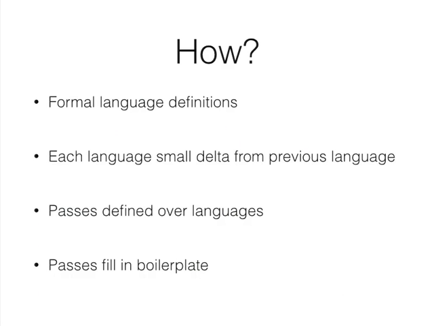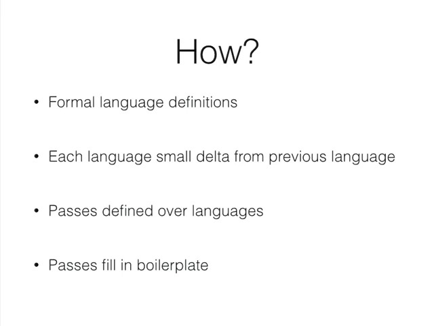Well, we had a little language for ourselves that gave us a way to define new languages, a way to create new languages from old languages by defining a small delta on that language. And then we could define passes over these languages that would let us make small changes and have the passes fill in boilerplate for those things.